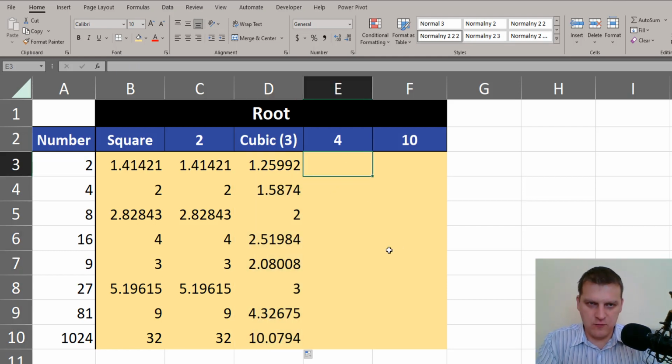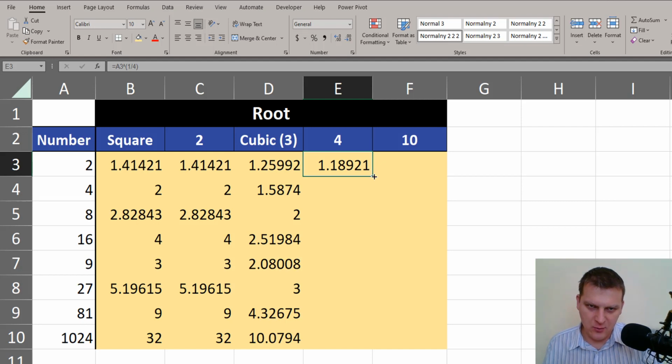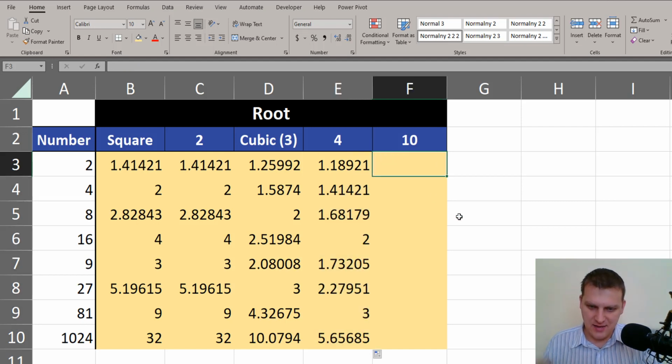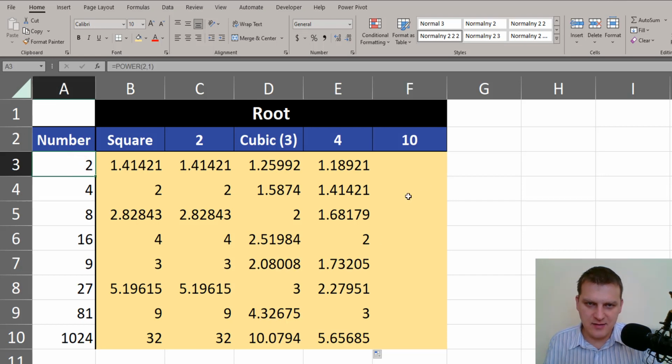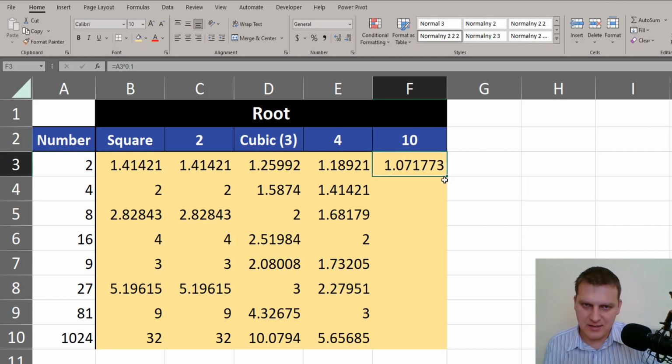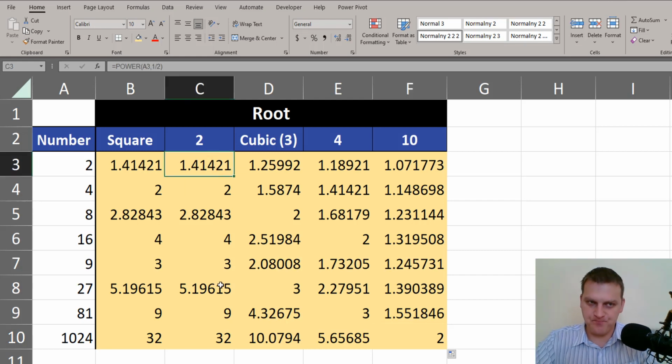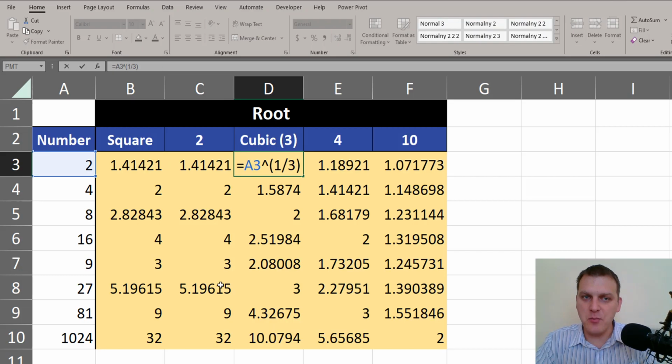So in case of fourth root, we will use the same calculation, so caret and 1 divided by 4, and we have our fourth root. And in case of 10th, I can even write this number as 0.1, and just like that, we have our 10th root. In Excel, depending on the situation, use the calculation you understand the most.